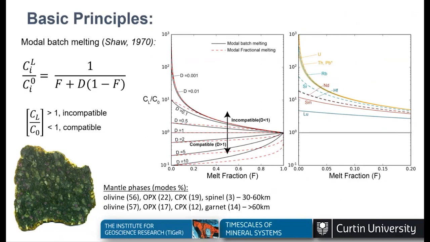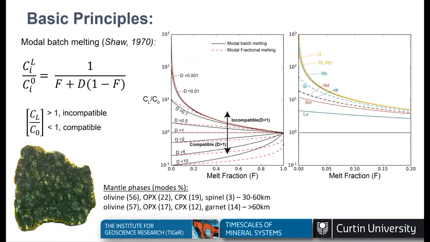And that's how we define whether an element is incompatible or compatible. So basically, incompatible elements tend to go into the liquid, so the concentration in your liquid relative to what you started with goes up, whereas compatible elements tend to go into the solid, so concentration in the liquid relative to what you started with goes down.